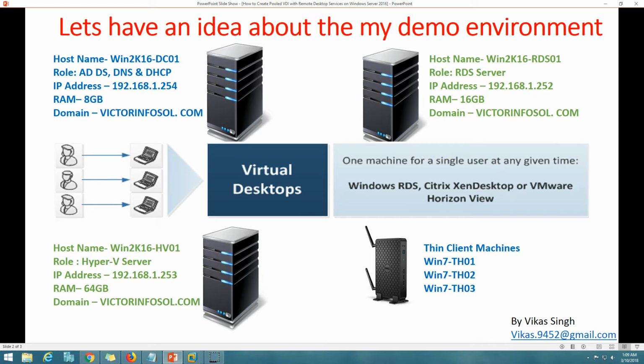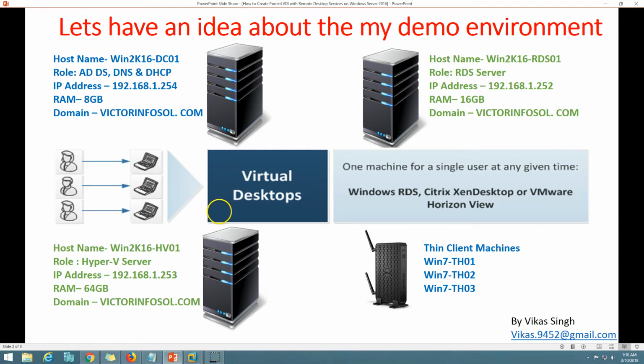So here you can see the first machine is Win2K16 DC01, which is my Active Directory, DNS and DHCP server. This machine is running on Windows Server 2016. This machine has the IP address 192.168.1.254, my domain name is victorinfosol.com, and it's assigned 8 gig of RAM.